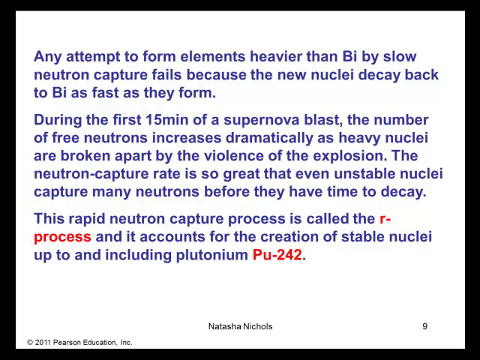During the first 15 minutes of a supernova blast, the number of free neutrons increases dramatically as heavy nuclei are broken apart by the violence of the explosion. The neutron capture rate is so great that even unstable nuclei capture many neutrons before they have time to decay. This rapid neutron capture process is called the R process, and it accounts for the creation of stable nuclei up to and including plutonium-242.